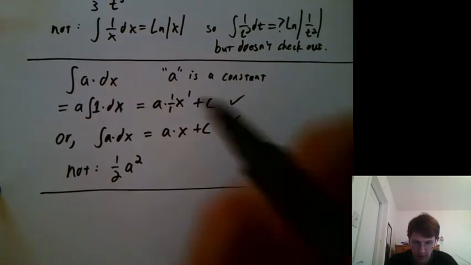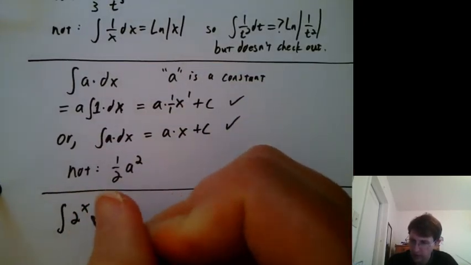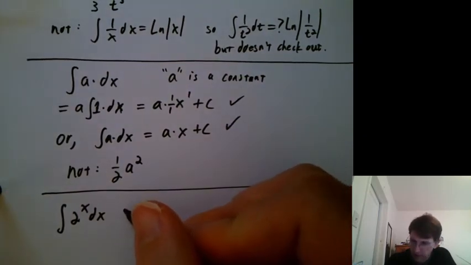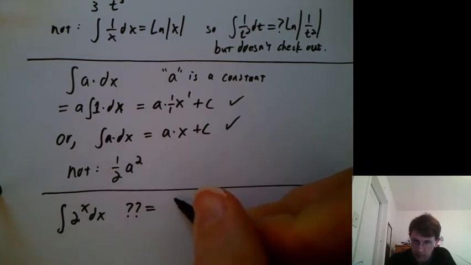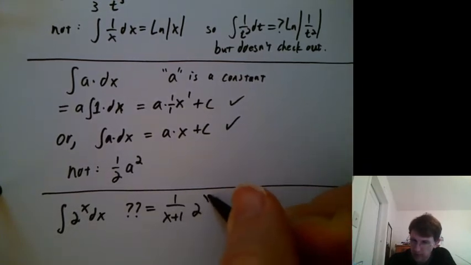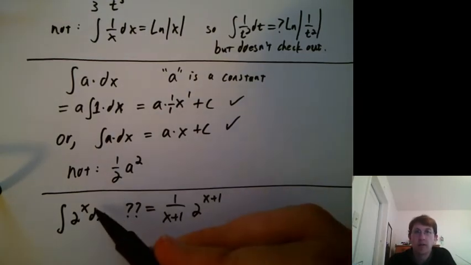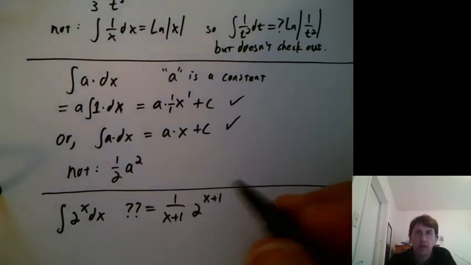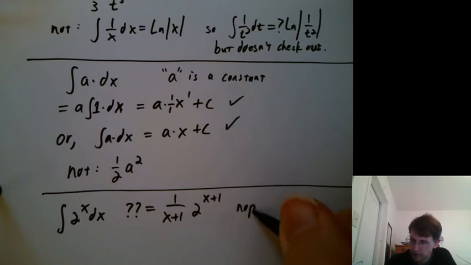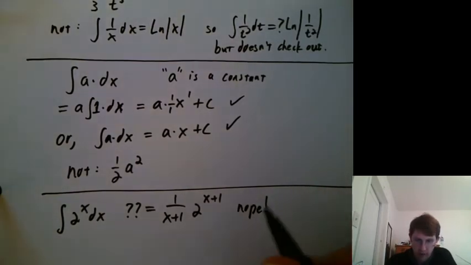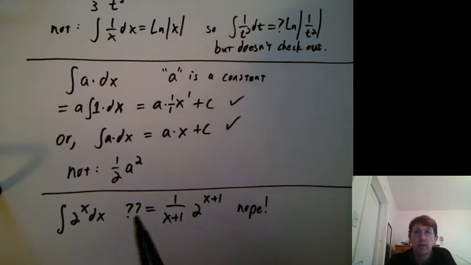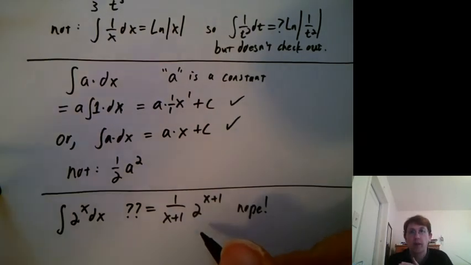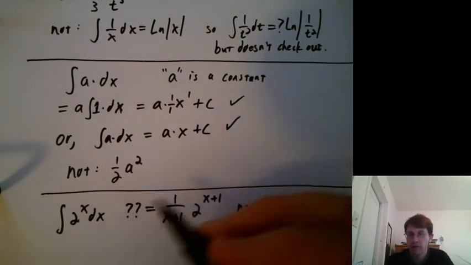Yet another tricky spot, the integral of 2 to the x dx. So some people might say, is that equal to 1 over x plus 1, 2 to the x plus 1? Like, can I add 1 to the exponent and then also write that new exponent in the denominator? If you check that, it doesn't check out. So what do we do? We need a rule for when the power is the variable and the base is constant. So here we tried using the constant power rule, even though the power is not constant.